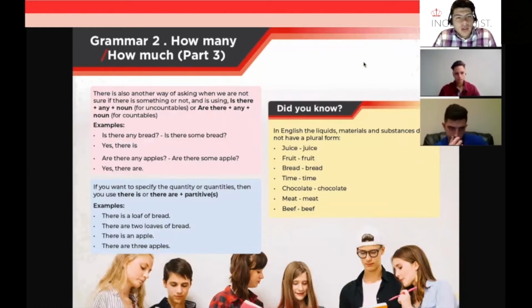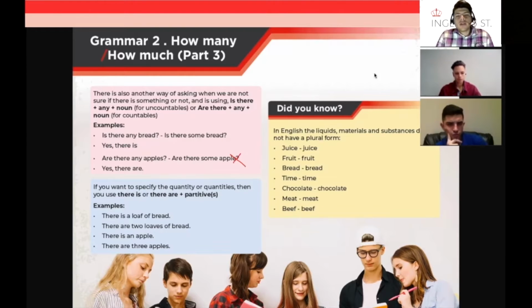There is also another way of asking when we are not sure if there is something or not. And is using there is plus any plus noun for uncountables, or are there plus any plus noun for countables. Okay, example, is there any bread? Yes, there is. If you want to specify the quantity, then you use there is or there are plus partitives.